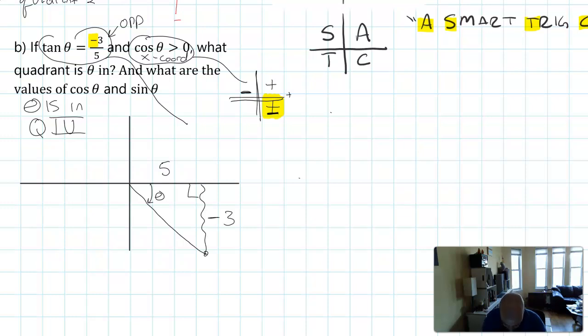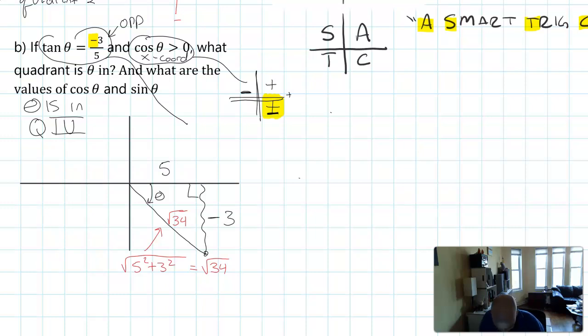What are the values of cosine and sine? Well, I have a triangle. All I need to do is find the missing side. In this case, we need to use the Pythagorean theorem. So this is the square root. Be careful, this is not a 3, 4, 5 triangle. And I did that to trick you. This is the square root of 5 squared plus 3 squared, which is the square root of 34. Hypotenuses are always positive, so the only negative here is the 3.